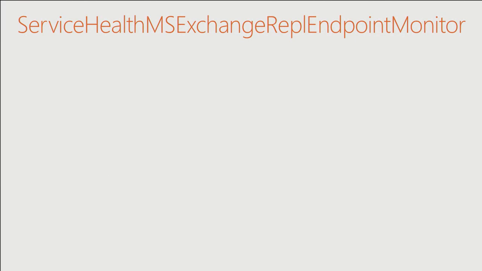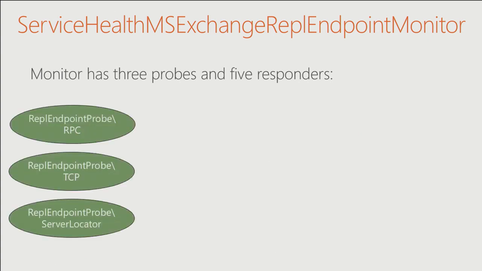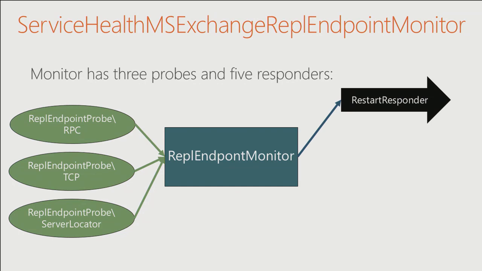The second monitor I would like to focus on today has a very long name. I'll call it REPL Endpoint Monitor. Basically, it tells us if the REPL is unhealthy in some way or form, and that's why I brought this up. It's interesting because it has three probes for three endpoints: for RPC, for TCP, and for server locator. Three channels that could fail. Each of them could trigger a chain of recovery actions. And there are quite a few of them for this monitor.